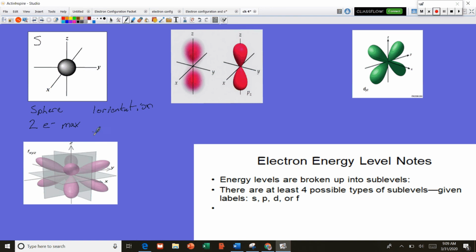And then along with the orientation, it has one thing, and it occurs in all quantum levels. So it occurs from N1 through N7. All right. Moving on to the second shape. The second shape is called the p orbital. We refer to the p orbital, we can call it a peanut because it kind of makes a peanut shape, or we call it a dumbbell.